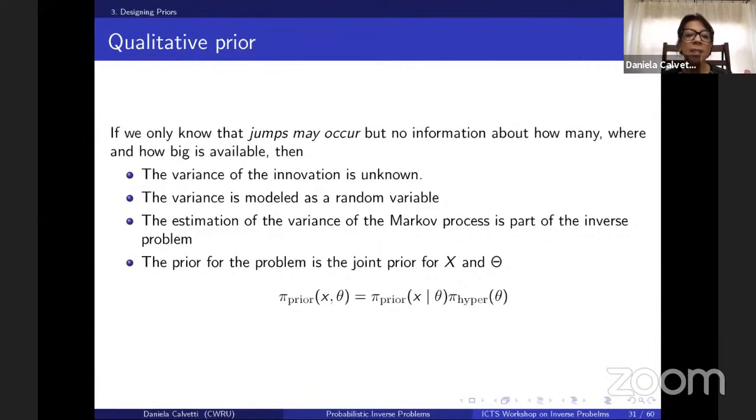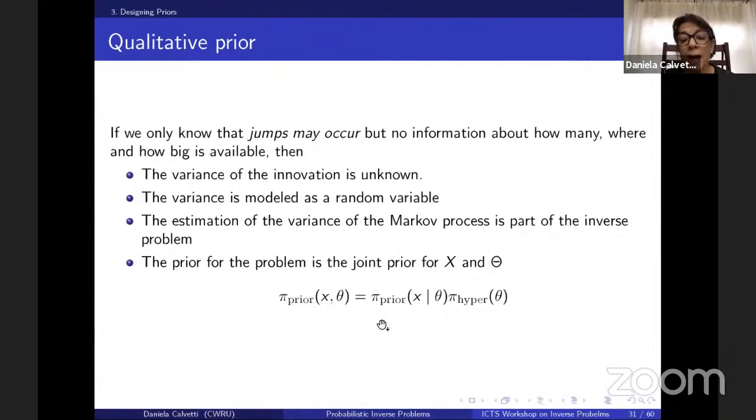So what we want to express is that the variance is unknown. It's a random variable, we've already said it. So in this slide, we are entering the estimation of the variance in the problem. If we enter this uncertainty about bigger changes, we're going to double the number of unknowns, because we will have to estimate both x and theta.